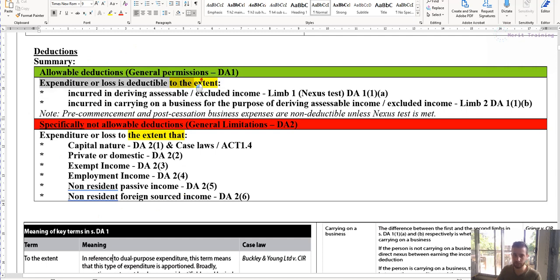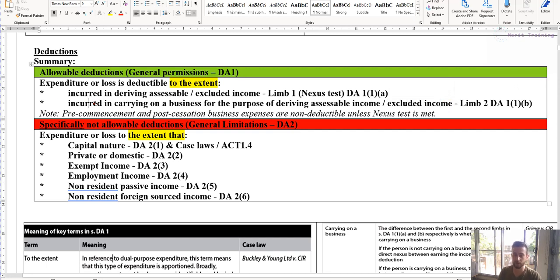So the first test is called general permissions, and this comes under DA1. In order to get a deduction, you need to pass these tests. So these tests are, number one, incurred in deriving assessable income, or incurred in carrying on a business for the purpose of deriving assessable income. So let's say you're carrying on a business and you pay an accountant for accounting fees. Can you deduct that? Well, in order to do your business, you need to know how much money you're making, and you need to account for that so you can pay your tax. So yes, this is part of your business. Therefore, that would be satisfied under this clause here, limb 2, DA1(1)(b).